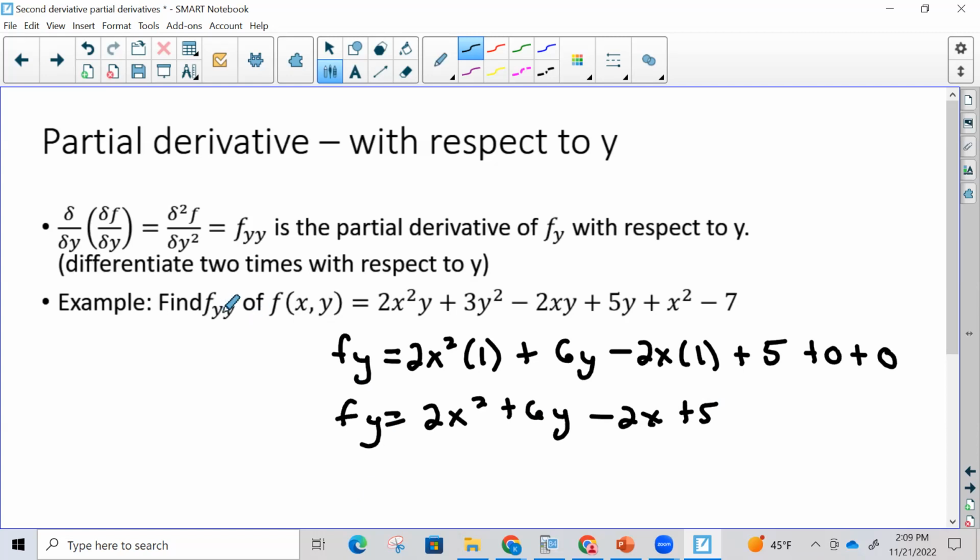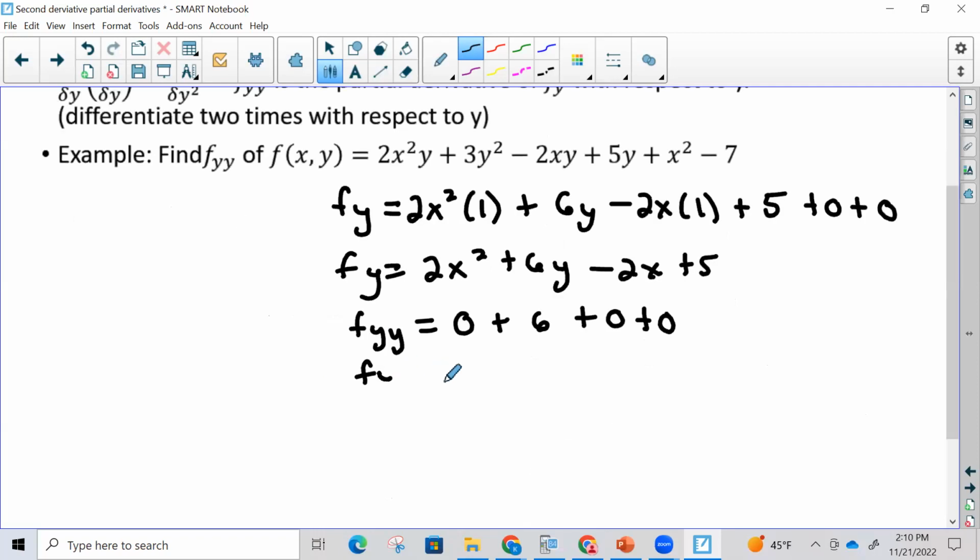And then we want to take the derivative again with respect to y. So we have f of yy. 2x squared is a constant, so it's 0. 6y is 6, minus 2x is a constant, so 0, and so is 5. And so f of yy is equal to 6.